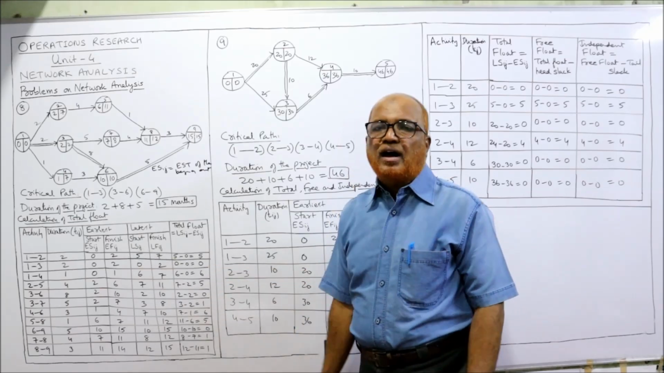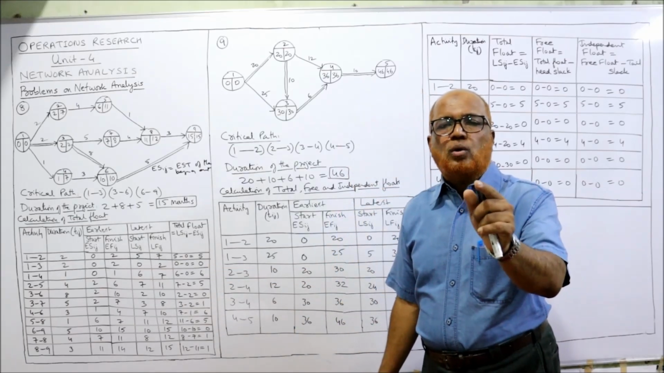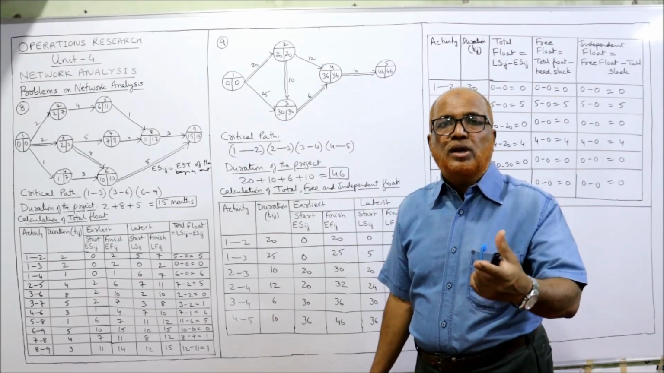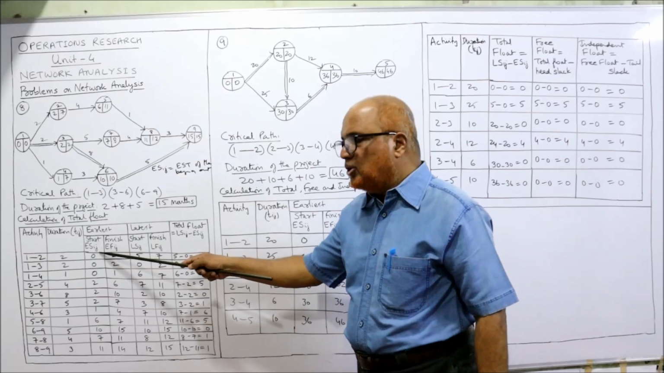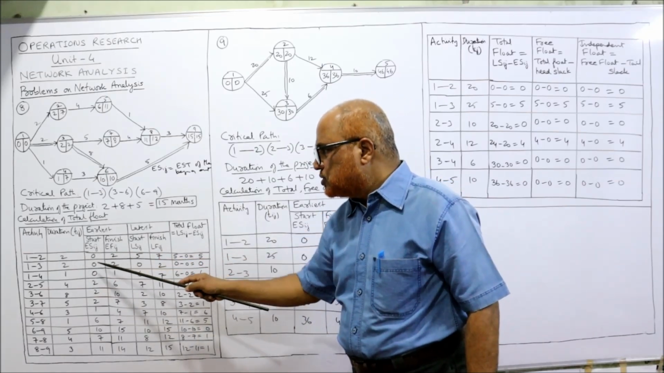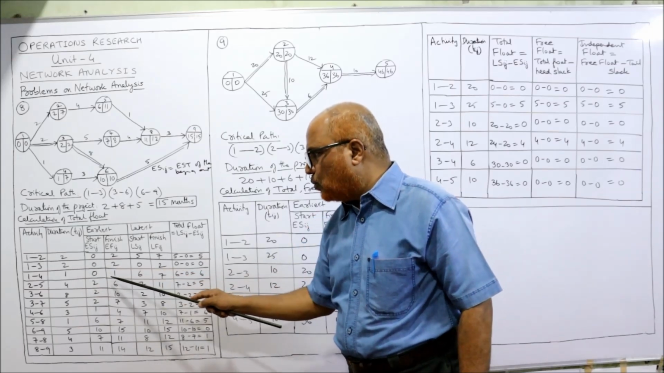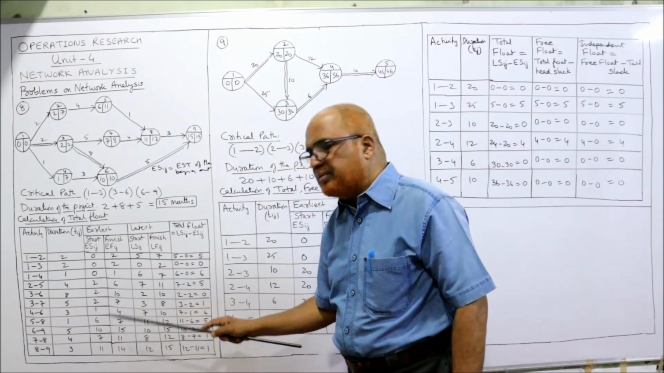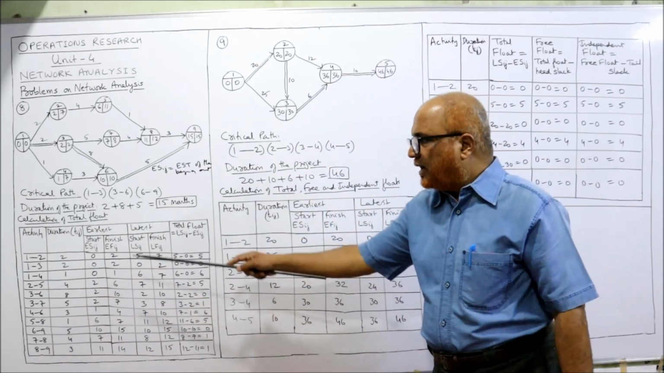And EFIJ is equal to ESIJ plus TIJ. Add the duration: whatever ESIJ you got, to this you add the duration. 0 plus 2, 2. 0 plus 2, 2. 0 plus 1, 1. 2 plus 4, 6. 2 plus 8, 10. 2 plus 5, 7. That's it. So two values you got.